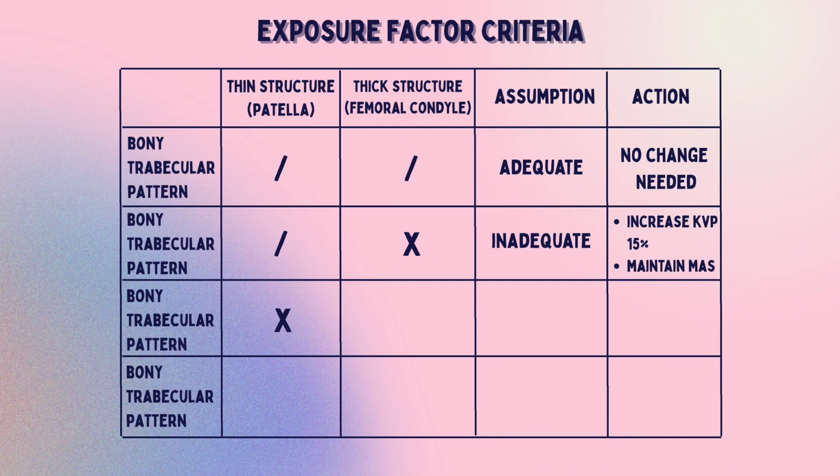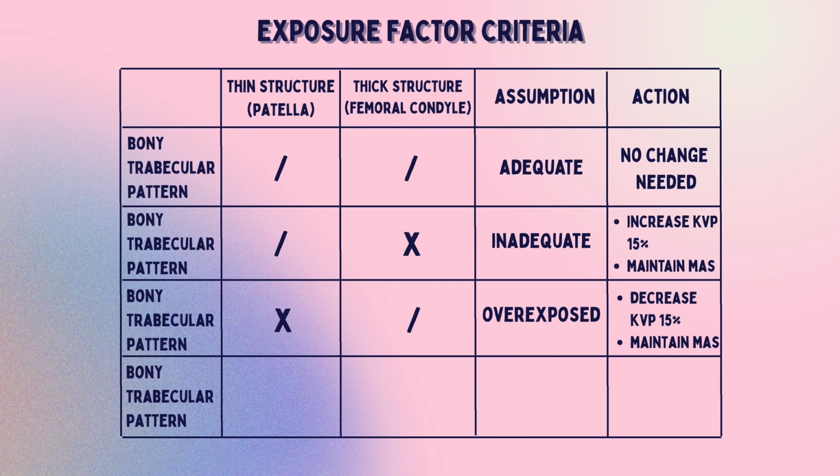Next, if the bony trabecular pattern of the thin structure, which is the patella, is not visualized, but the thick structure, which is the femoral condyle, is visualized, it means that the mAs used is too much. The radiograph is overexposed. Therefore, the kVp should be decreased by 15%, and the mAs should be maintained.